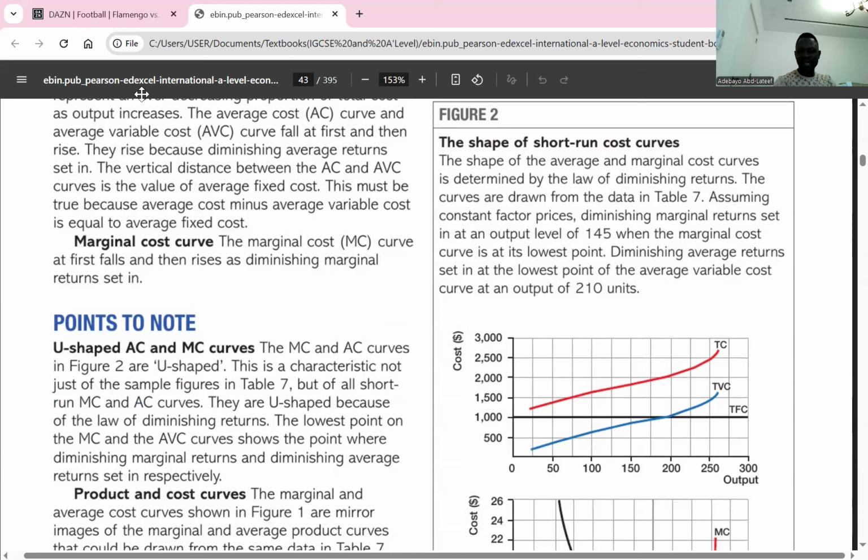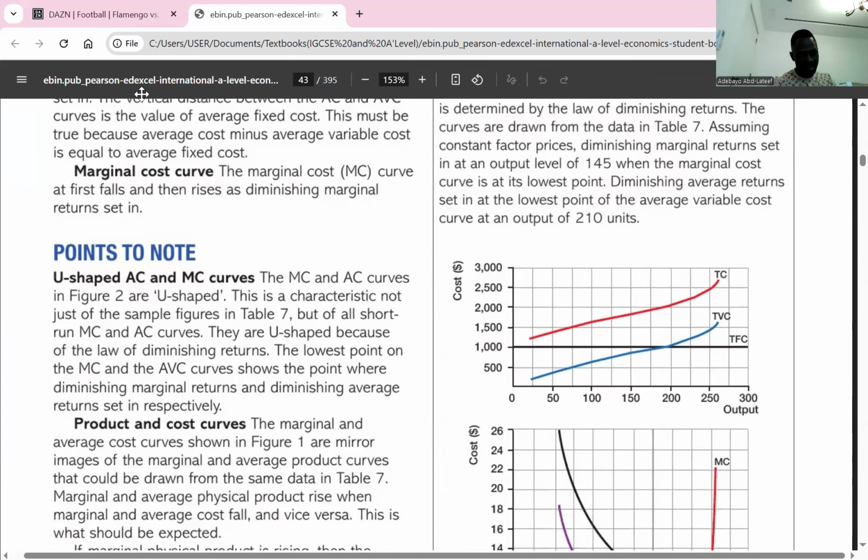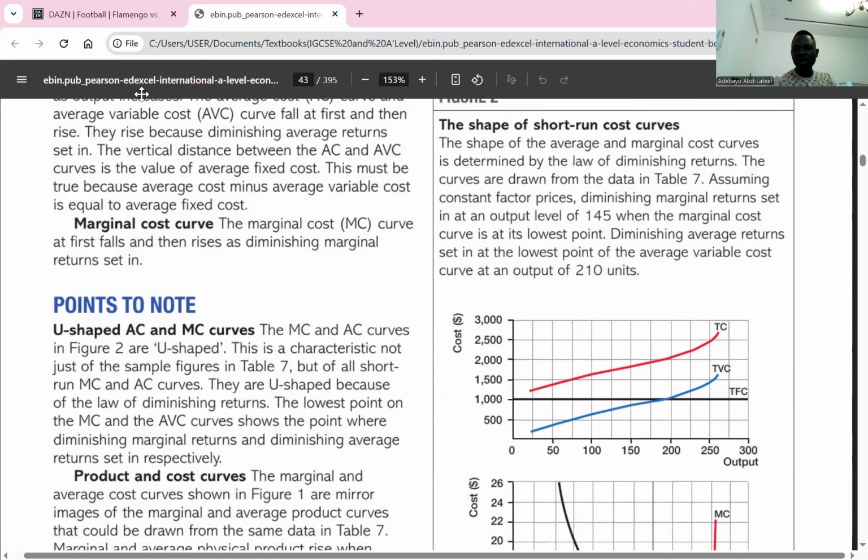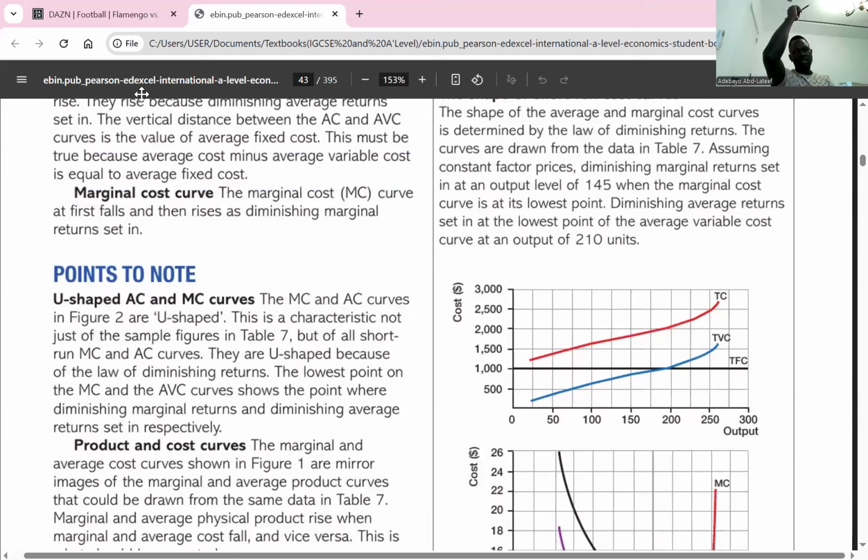Then we have the TVC. The TVC is parallel to the TFC. Then we have the marginal cost curve. Are you there? The marginal cost curve, the MC, is like this. It falls, then goes up. The MC falls, then starts going up. Are you with me? So the MC curve first falls and then rises as the initial marginal return setting.